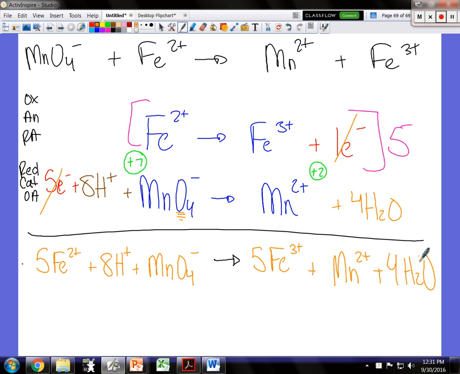If in a basic solution, now you guys see it. Is it basic or acidic in your reaction? It's acidic, so I don't need that one. And finally, we got the ace in the hole. So ACE. Let's start with the easy one. Are your electrons done?